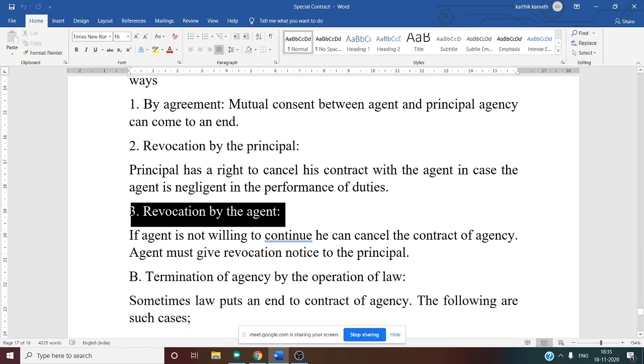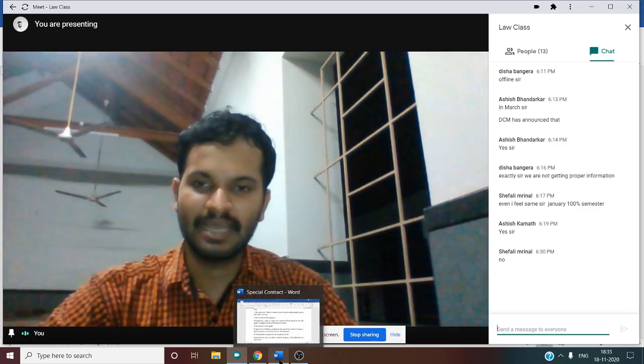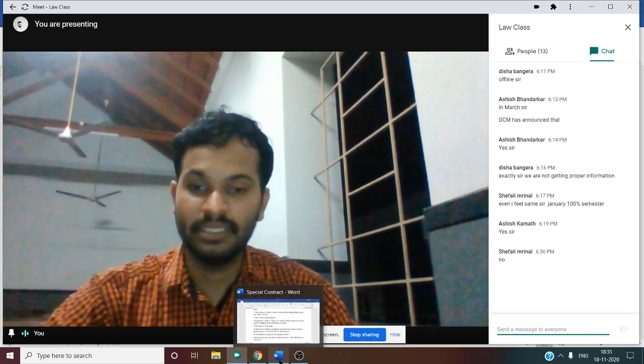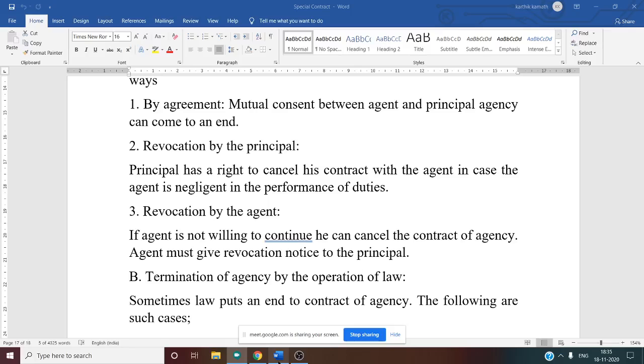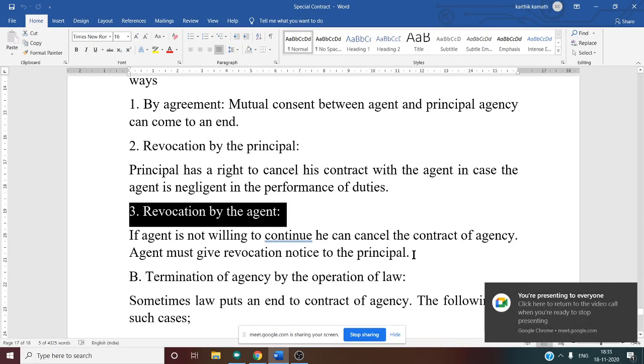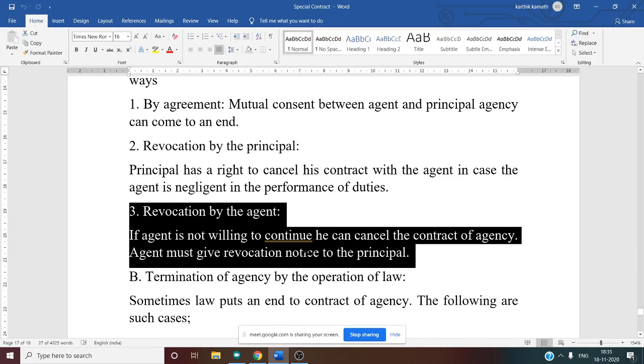Now, third one, revocation by agent. Similarly, even the agent can do so, isn't it? If the agent feels he can't continue in this contract, if the principal is not paying him properly, or is not giving the remuneration in time, in that case the agent can also cancel the contract. See this. If an agent is not willing to continue, he can cancel the contract of agency.